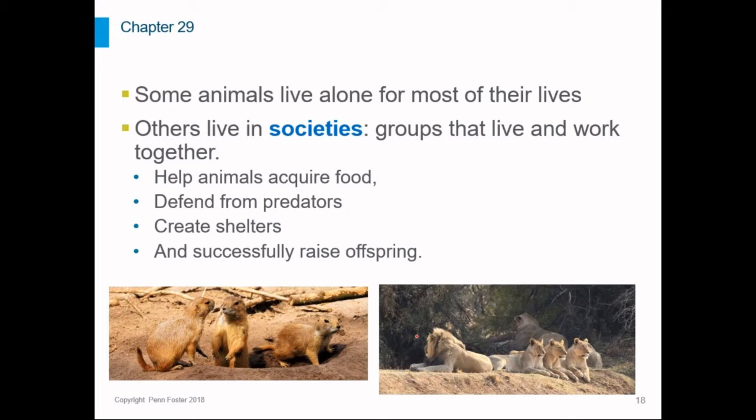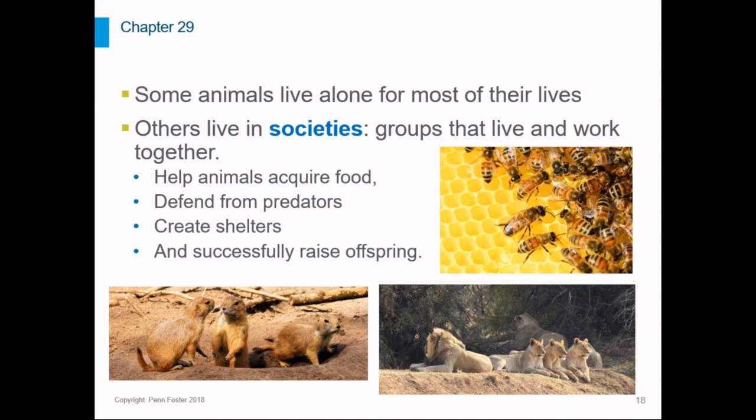Lions live in a family group called a pride, where all of the females work together to hunt and the males help protect the pride. And bees, where they build the hive together, and then all of the workers collect food for the whole hive and help to raise the young, and they're all organized under one queen.